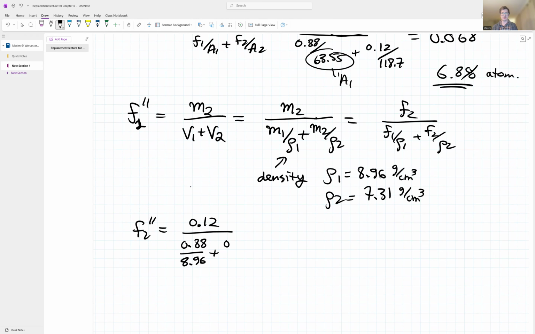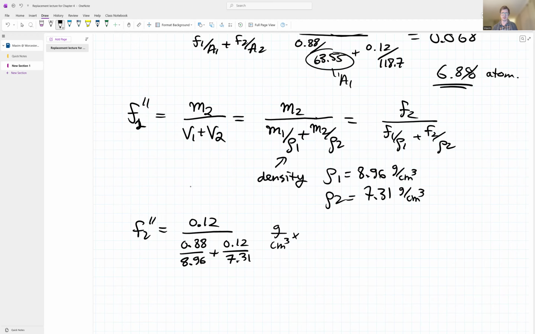And then F2 is 0.12, and we divide by 7.31. These are in the denominator, so the overall unit goes into the denominator of the denominator, so overall the units in the numerator, it's grams per cubic centimeter, whatever number we get.